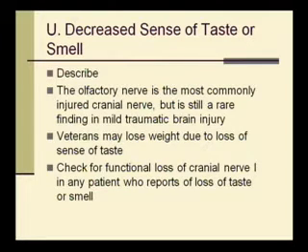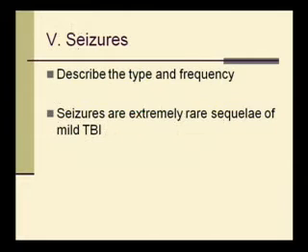The olfactory nerve is the most commonly injured nerve in mild traumatic brain injury. However, this is still a rare finding in mild TBI. Impaired sense of smell is often manifested as a loss of taste rather than a complaint of loss of the sense of smell. Veterans may lose weight due to their loss of sense of taste and smell. Check for functional loss of cranial nerve 1 in any patient with report of loss of sense of taste or smell. V. Seizures. If the veteran complains of seizures, describe the type and frequency.